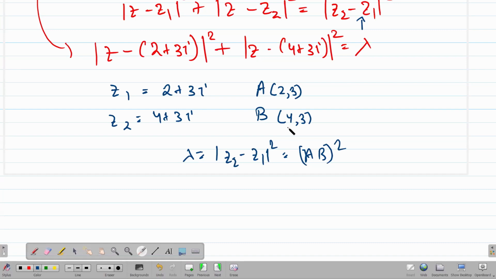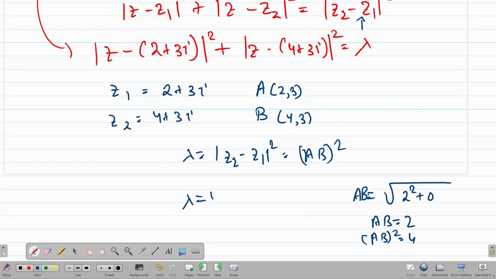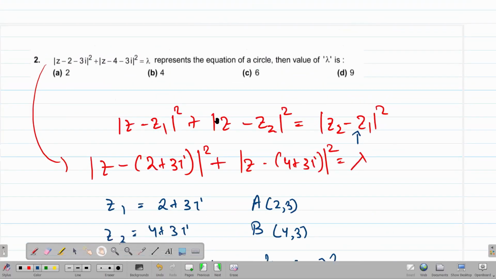Now either I can check z2 minus z1 and then take mod, or we can just check the distance. If I use the distance formula, then AB is the square root of (4 minus 2) whole square, that is 2 square, plus (3 minus 3) whole square, so distance AB is 2, and AB square is 4. In this case my lambda is AB square, so that is 4. So my correct option is option B. So lambda is 4.